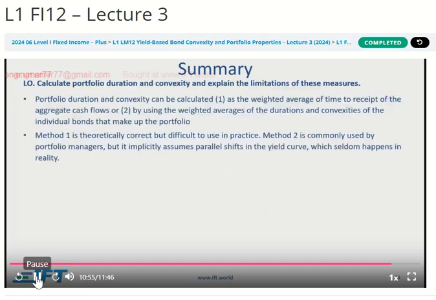Right, and then for the portfolio, we talked about the two ways of doing it, one being the more theoretically correct way, but difficult to do and takes a lot of time. So the easier way is the weighted average of the duration and convexity. But here, it assumes that you are having a parallel shift of the yield curve, which seldom happens in reality. So that is it, my friends, and hopefully you enjoyed this learning module.